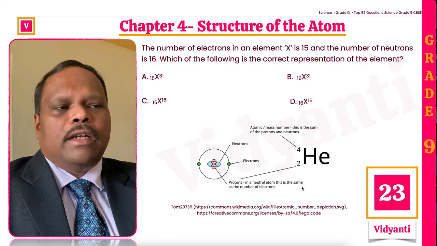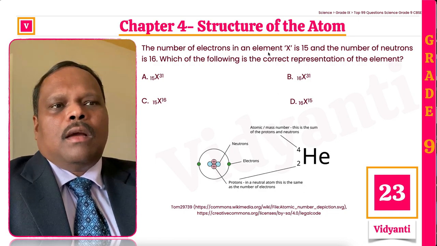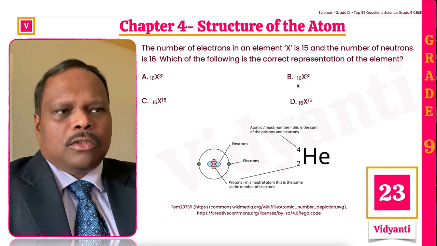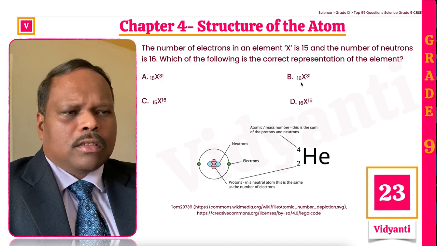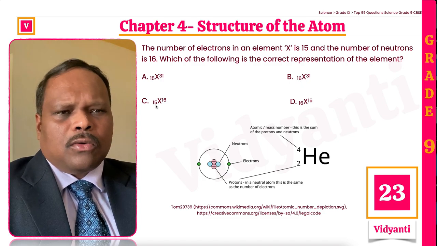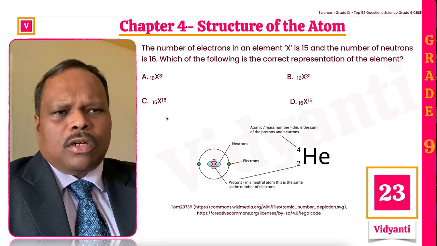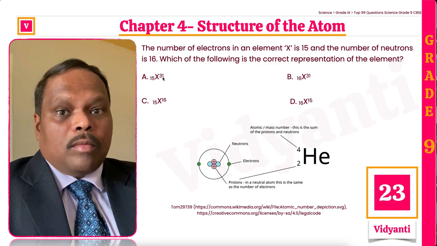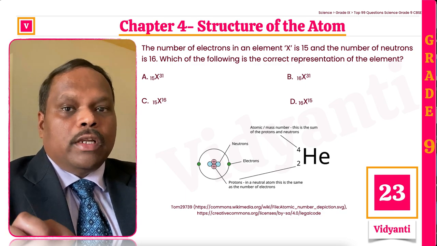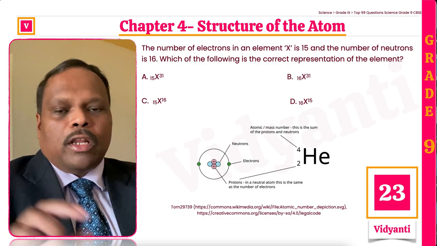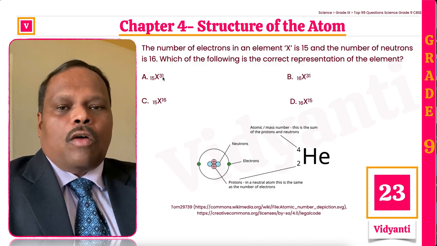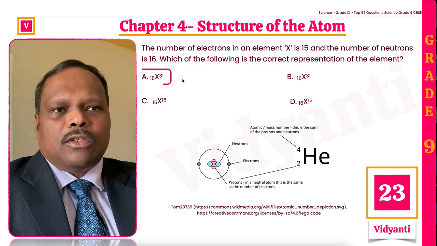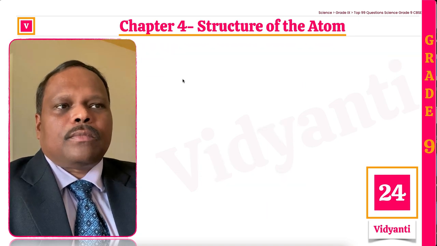So how can we write this case? Since protons are 15, or the atomic number is 15, that will go at the bottom. But now at the top we write how many particles there are altogether in the nucleus, which is the sum, the addition of protons plus neutrons. So that will be 15 plus 16, that will be 31. So the correct option will be option A.